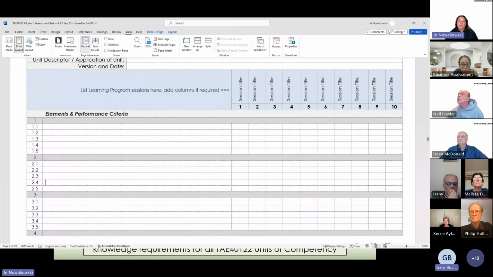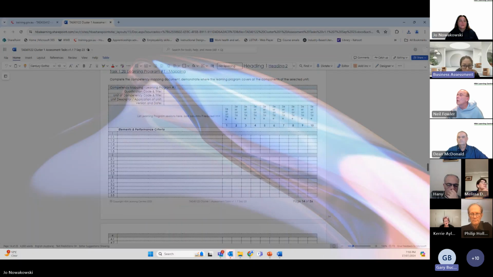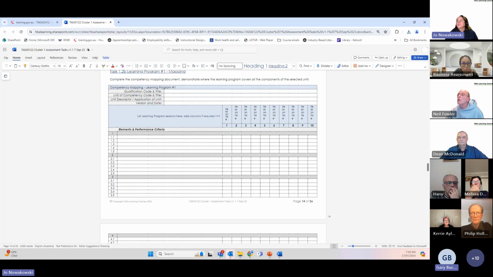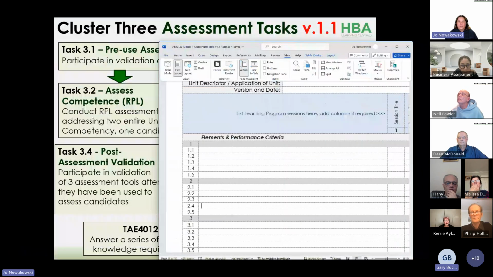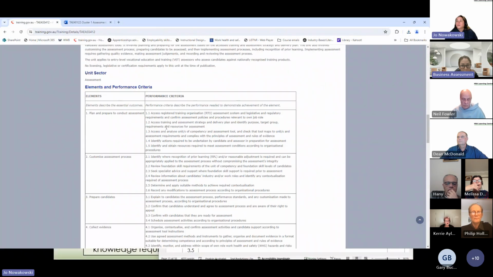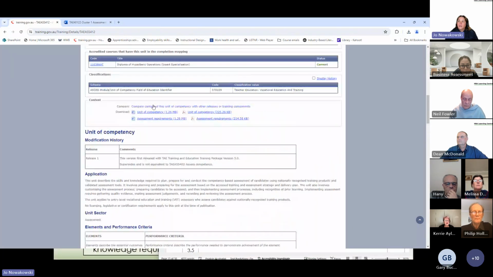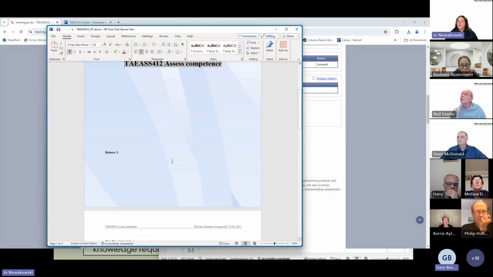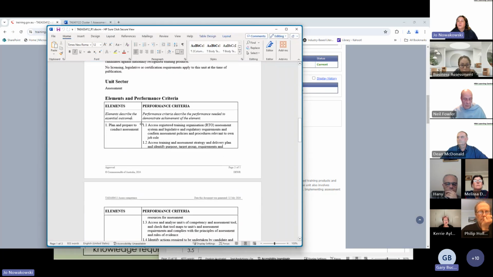So I'm going to go back into the unit of competency. Goodness, where is it? The unit of competency was here, but now it's gone. Where is it going? Sorry. There it is. Okay, so what I would usually do is download the unit of competency because it's easier to copy and paste when you have downloaded the unit. Otherwise, it just goes messy. So once you download the unit of competency, you can copy and paste much quicker.